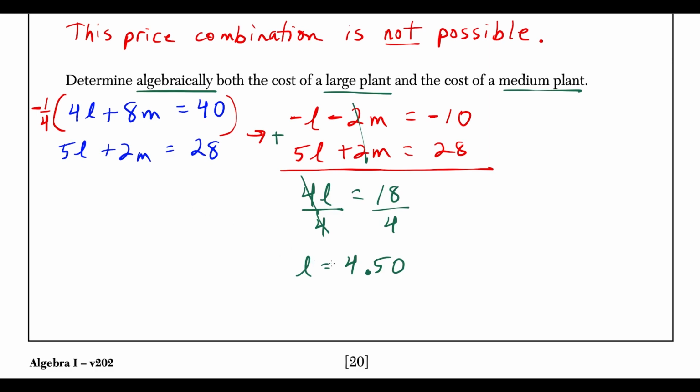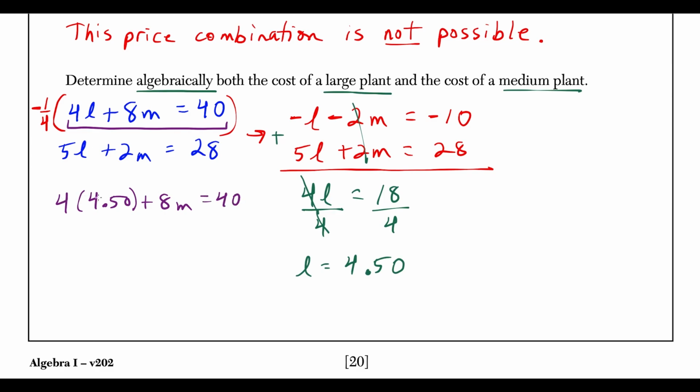Now what we're going to do next is take L equals 4.50, and we could plug it into any of these equations. But let's just say I pick one at random. Let's say I plug it into this equation here. So I would have 4 times 4.50 plus 8 times M is equal to 40.